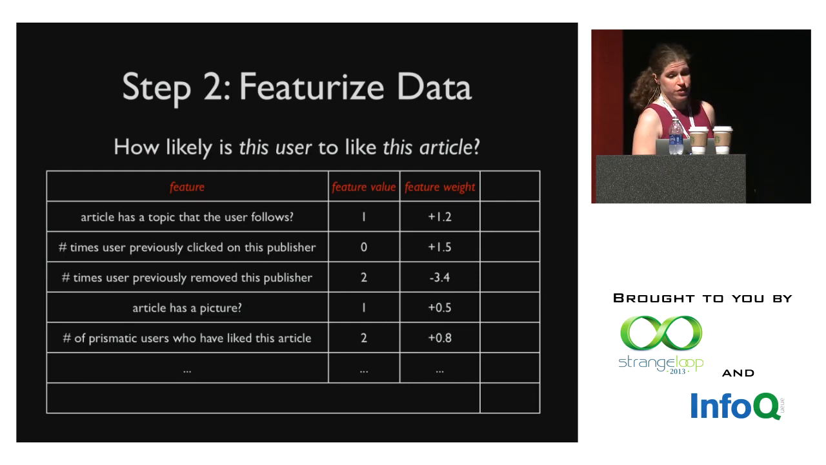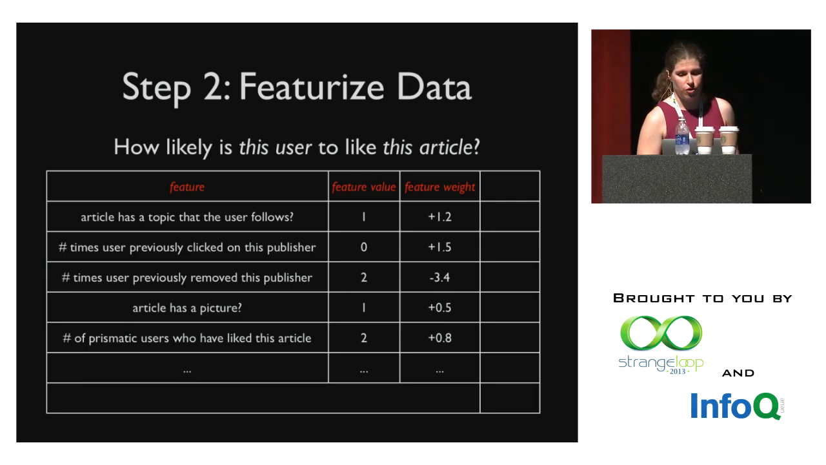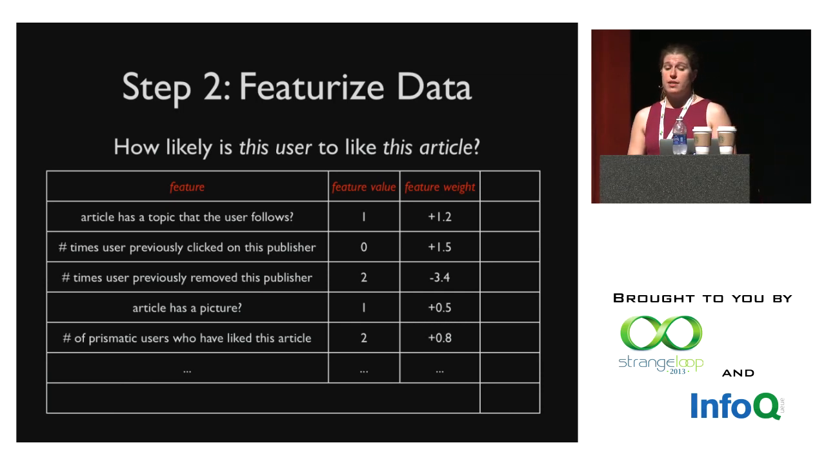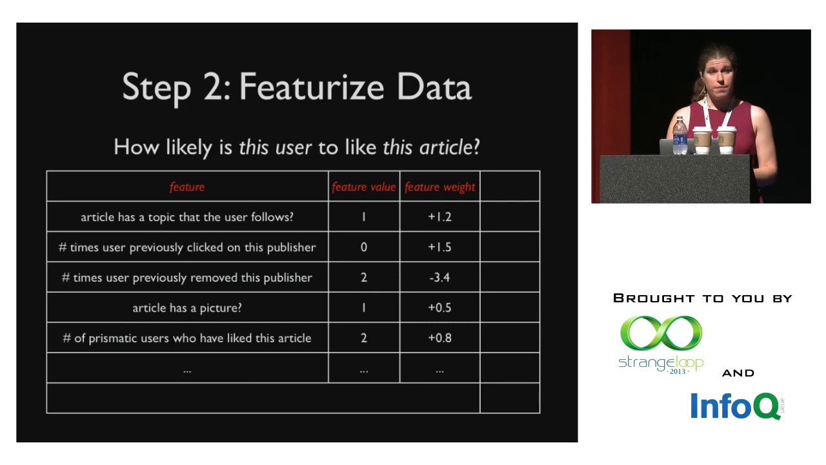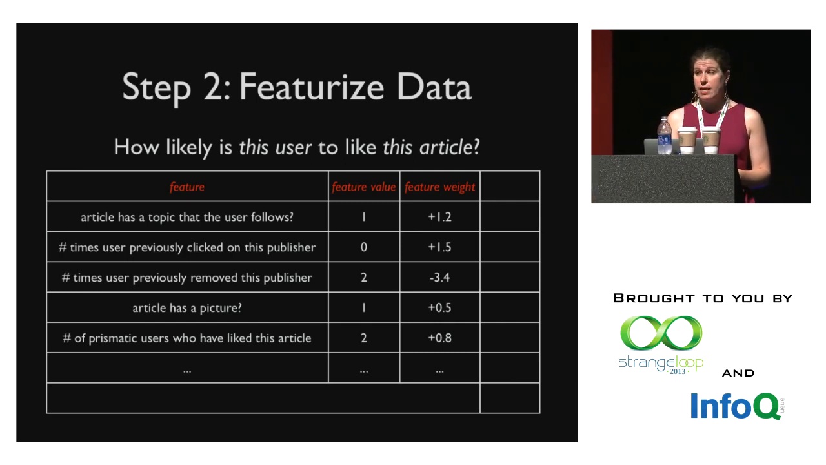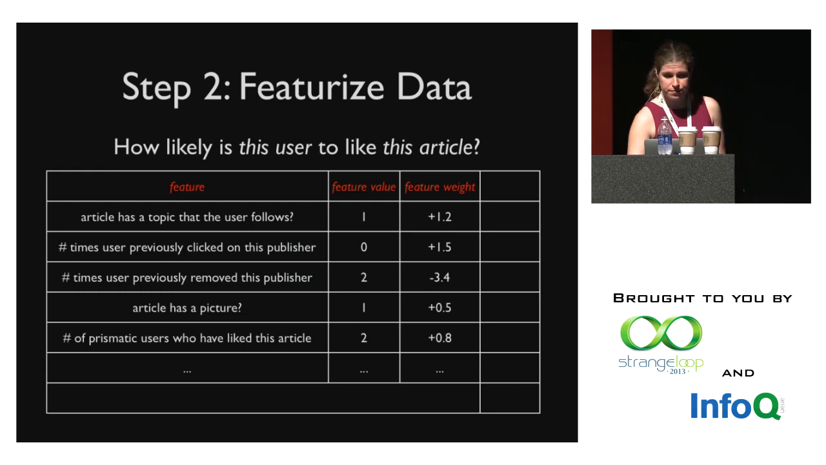So now that we have these features, we want to learn weights for them. This is the learn part of machine learning. A positive weight should indicate that this feature means that a user is more likely to like an article, and a negative weight should indicate that this feature means that a user is more likely to dislike an article. The magnitude of the weight should indicate how big of an impact that feature should have.